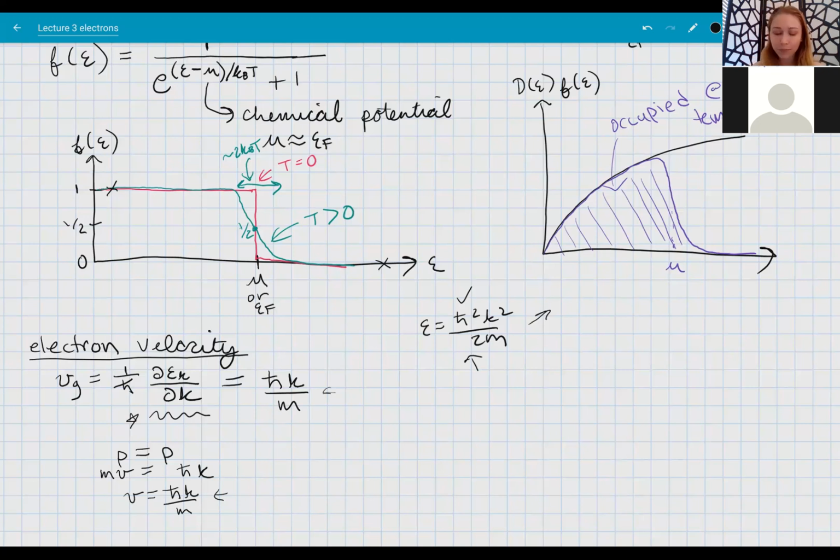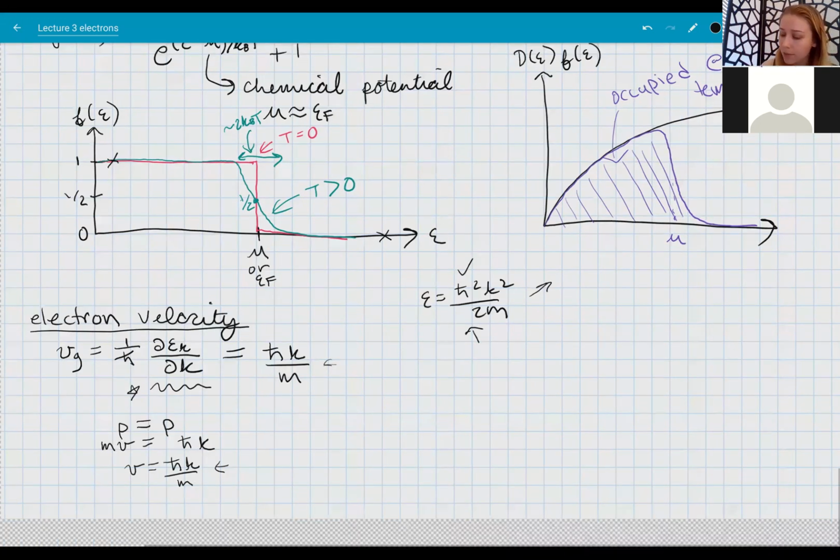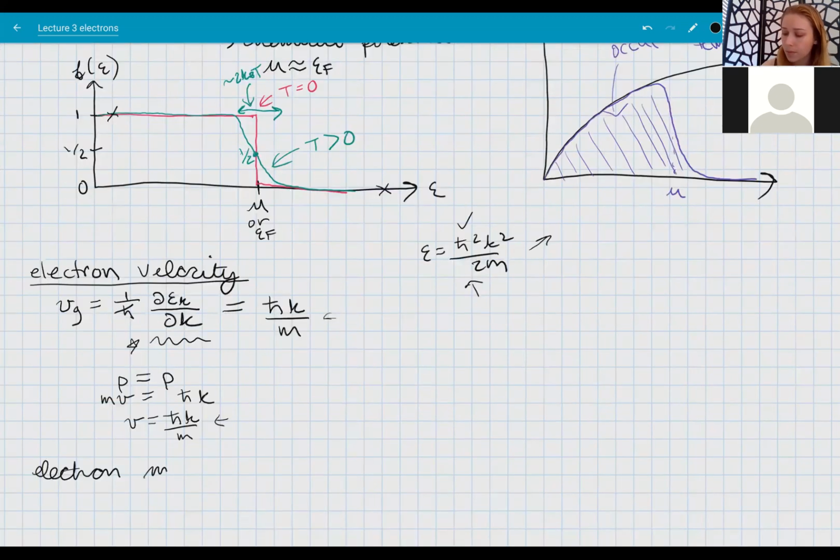Okay, so that is electron velocity, two ways to calculate it. A related quantity is the electron mass.